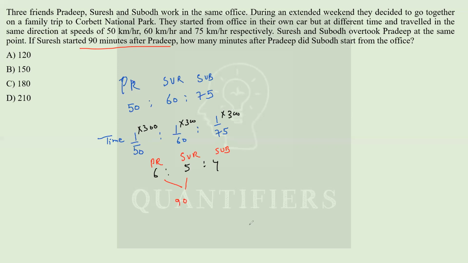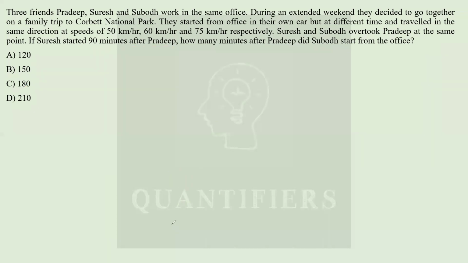Now, what do we need to find? We need to find difference between Pradeep and Subodh. Now see, 6 and 5, difference between Pradeep and Suresh is of one part, and one part is 90. So if one part is 90, difference between Pradeep and Subodh is of two parts, so two parts will be 180. 180 is the answer. If you solve it by relative speed, that will take a lot of time. Let's see the next one now.